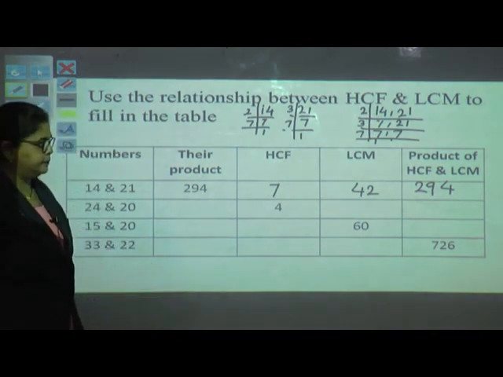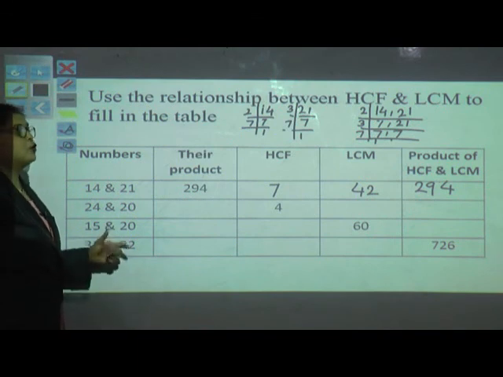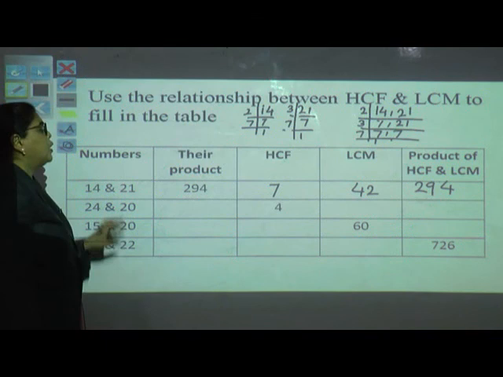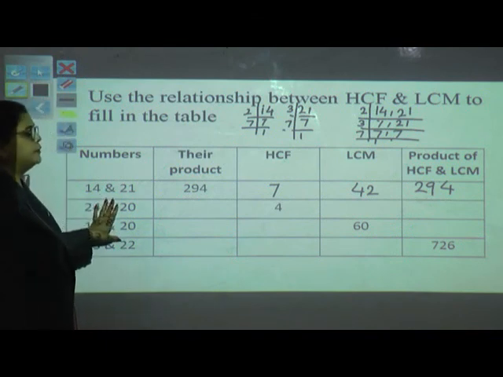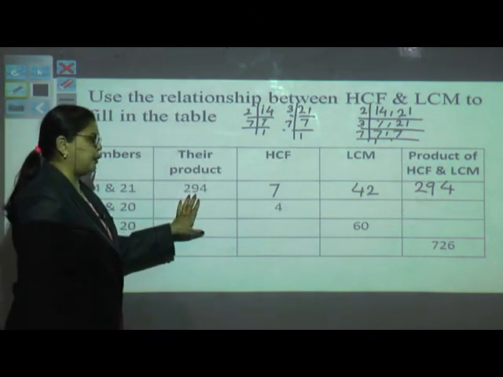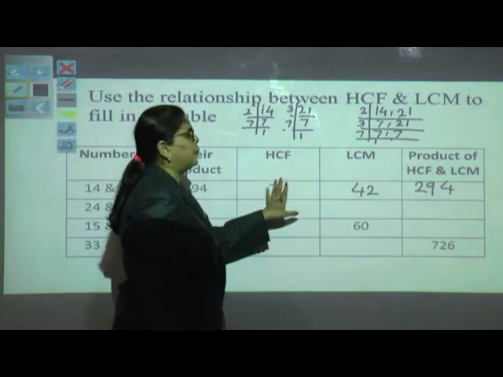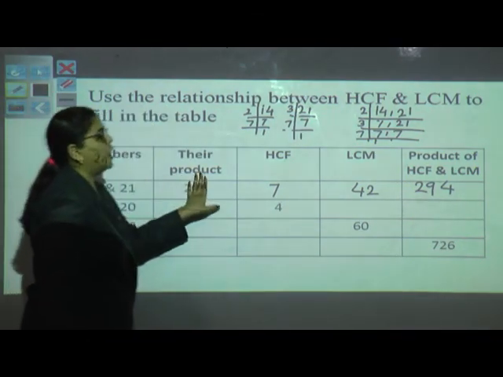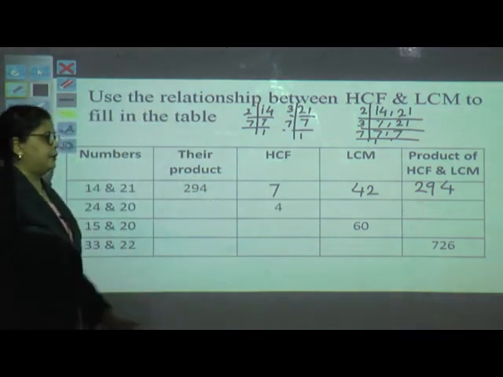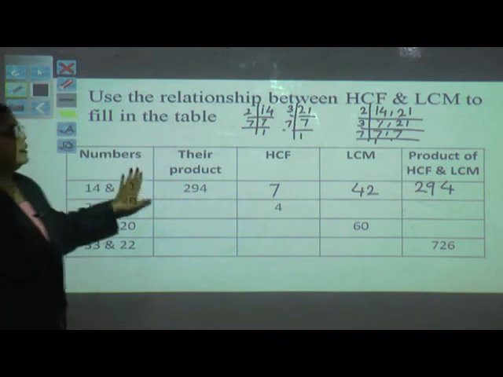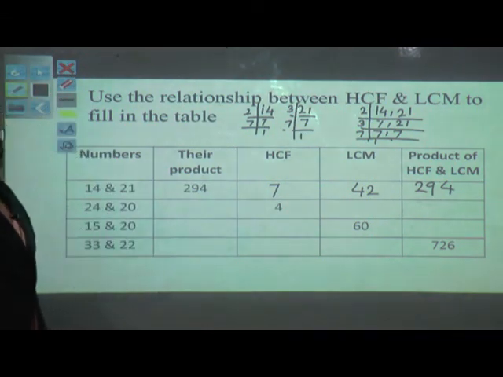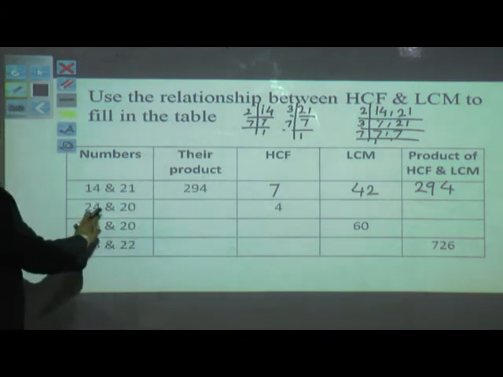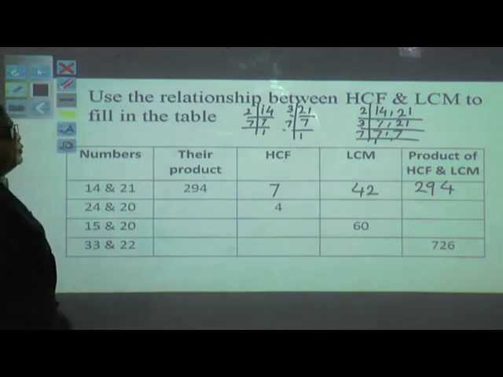So can we say that the product of the numbers is equal to the product of HCF and LCM? I will repeat, because we will have similar examples in the exercise that we have to solve. The product of the numbers, which we got as 294, is equal to the product of HCF and LCM. Equal means both are very similar. This we have done. We will see the second example. The rest of the two examples you can try.